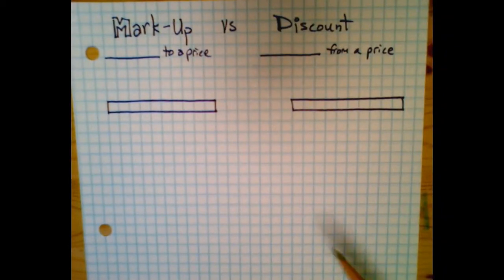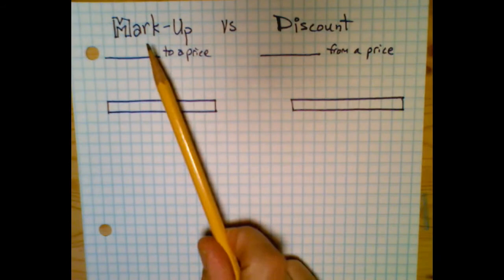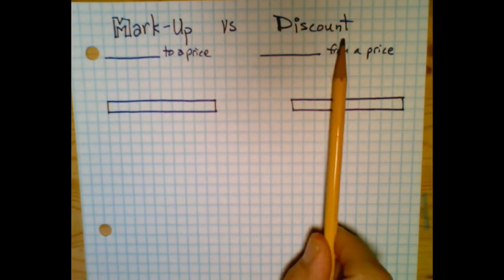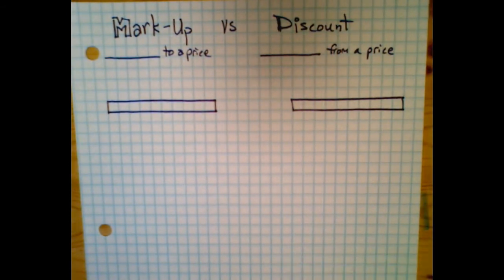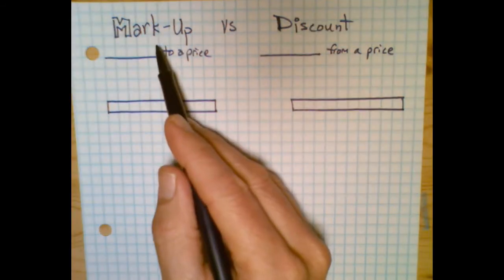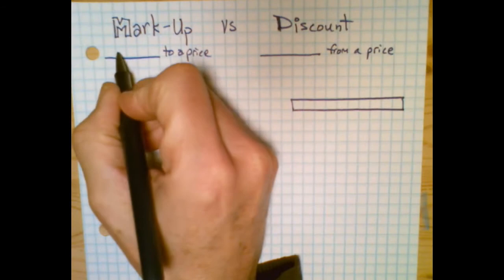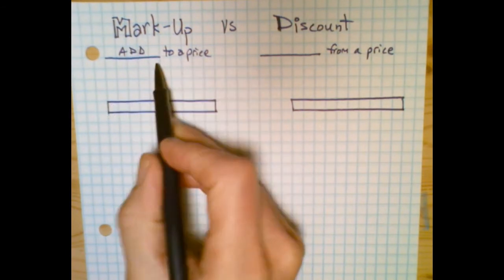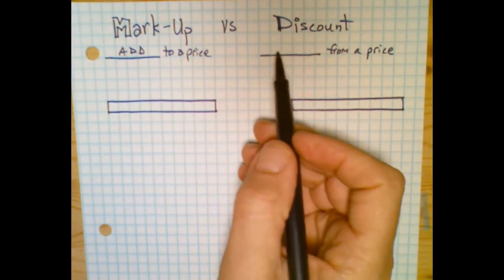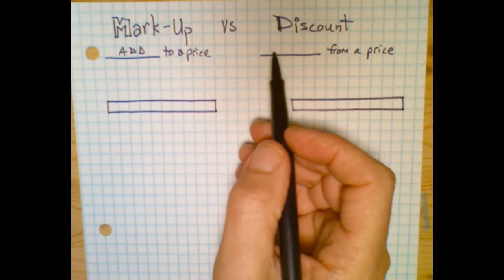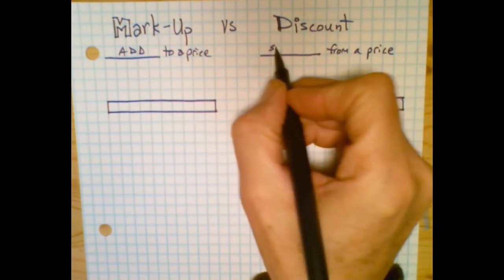Okay, in this video, we are here to discuss markups versus discounts. As a quick little definition, markup is an amount that you add to a price compared to discounts, which is an amount that you subtract from a price.